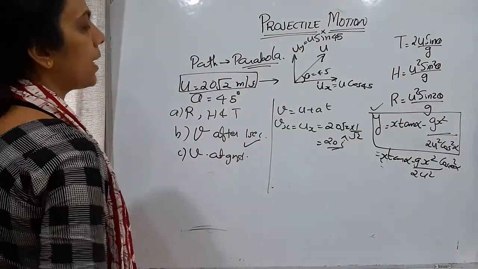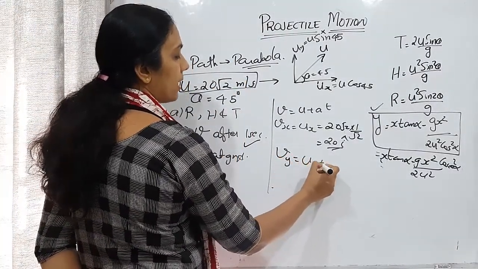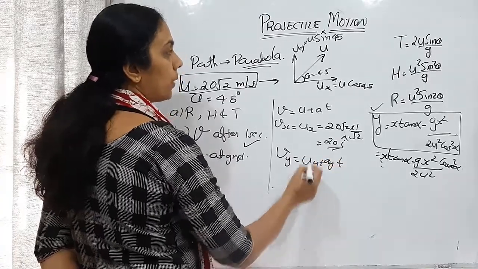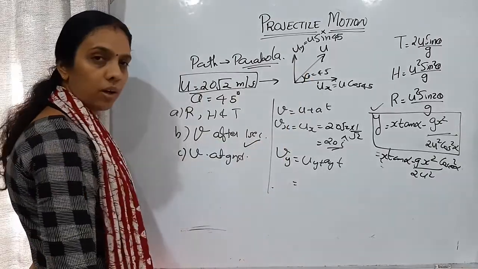Now we are moving to the y-axis. Then vy equals uy plus ay t. uy is u sin 45, which is 20 root 2 into sin 45, and sin 45 is 1 by root 2.